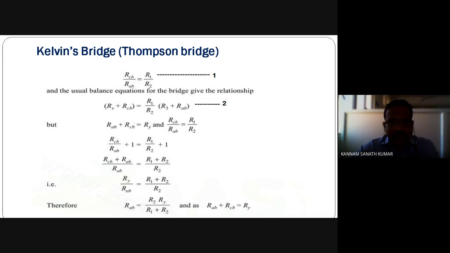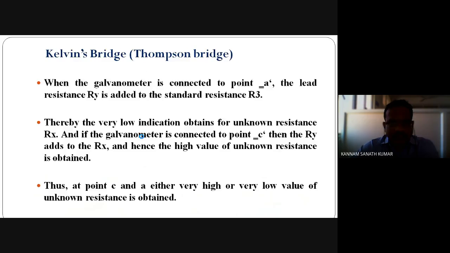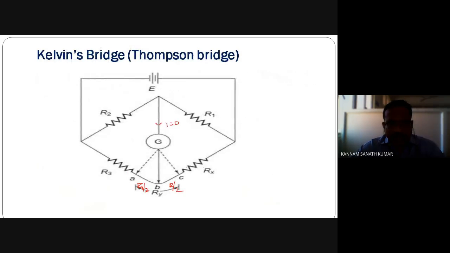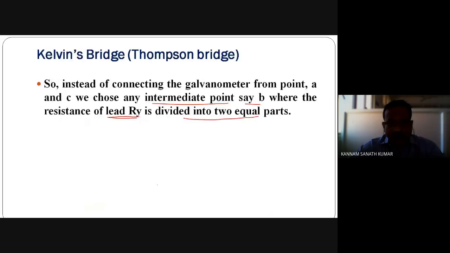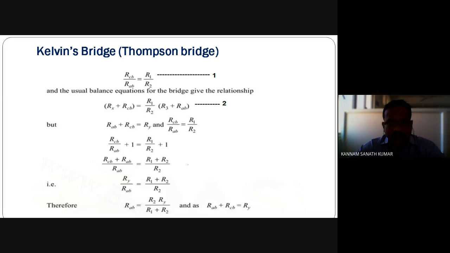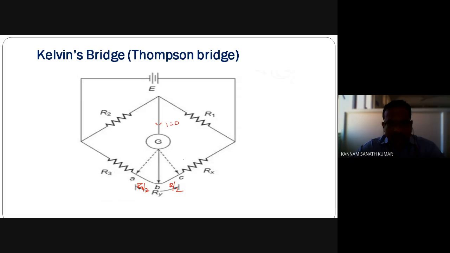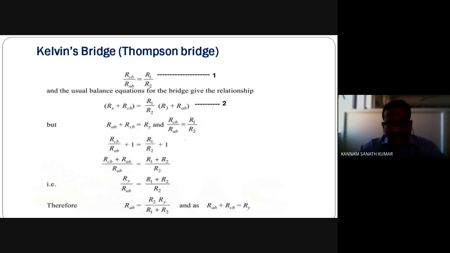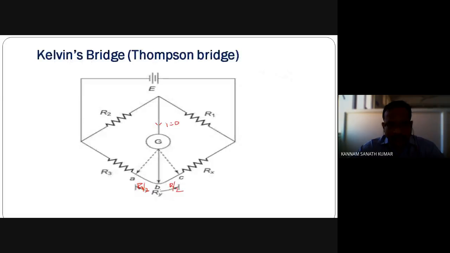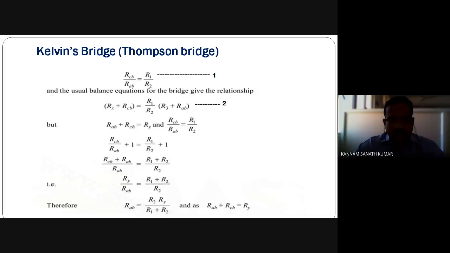Next, Rx plus RCB. You can write Rx plus RCB equal to R1 by R2 into R3 plus RAB. So when it is connected to the position B, you can write it like this: Rx plus RCB equals R1 by R2 into R3 plus RAB.